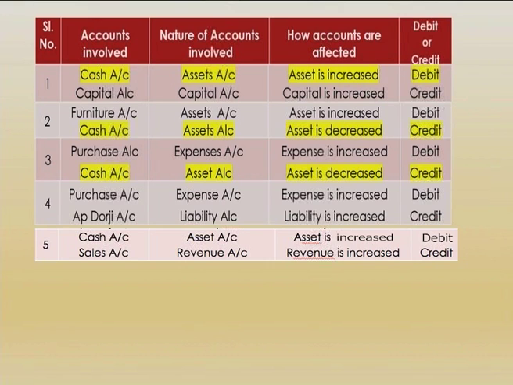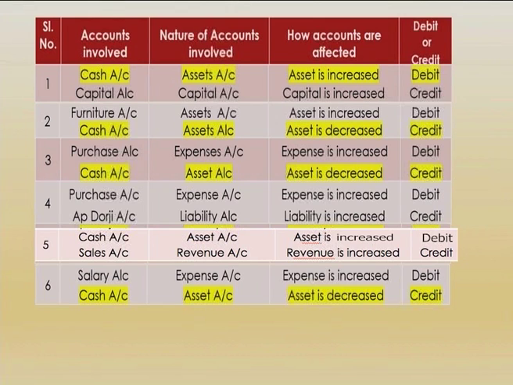Fifth transaction is sales transaction. The shopkeeper gets cash. Cash is asset. Asset gets increase. When there is increase in assets, it is debited. Then sales account is a revenue account. When there is increase in revenue, it is credited. Then we have 6, salary account. Salary is an expense. We have to debit as expense is increased. We have to credit cash because there is decrease in the asset.